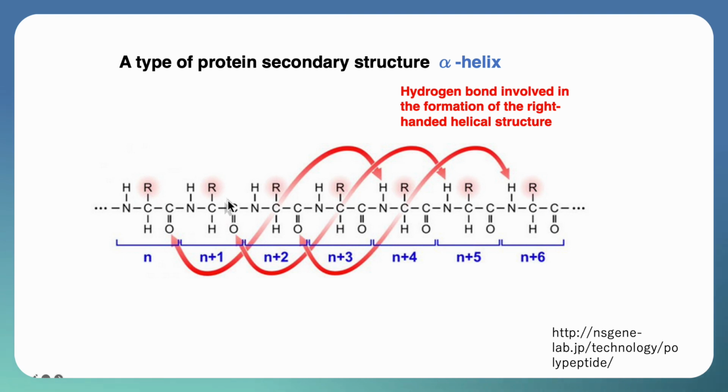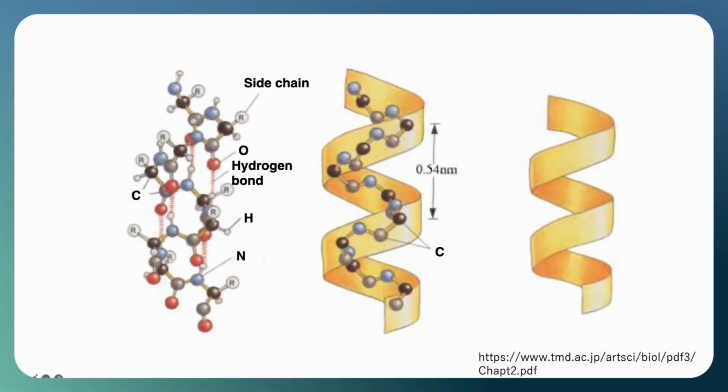The carbonyl group of the number N+1 residue forms a hydrogen bond with the amino group of the number N+5 residue, and so on. As a result, every amino acid residue participates in hydrogen bonding. This leads to the formation of a right-handed helical structure. This is called the alpha helix structure. To explain the same alpha helix with another diagram, it looks like this.